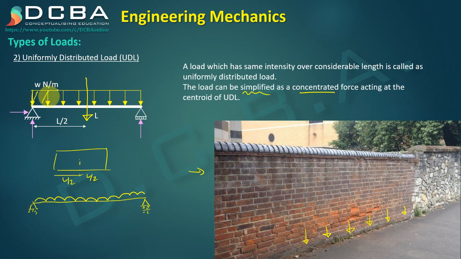The intensity of this concentrated force will be the area of this rectangle. This is the W, which is the loading intensity W. So W into L will give you the intensity of the concentrated force there. Same when I show it in this case, when we do not show all the arrows, still the concentrated force will have an intensity of W into L if L is the length of the UDL, and it will be acting at a distance of L by 2.